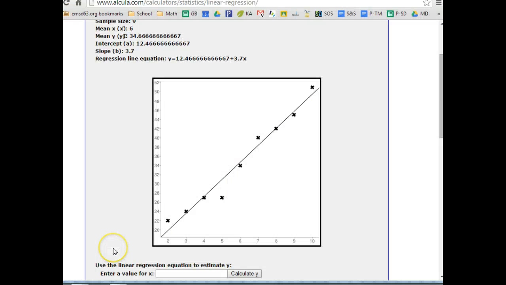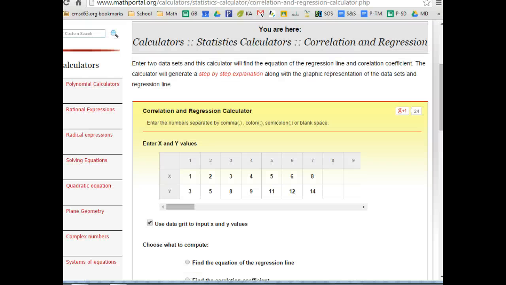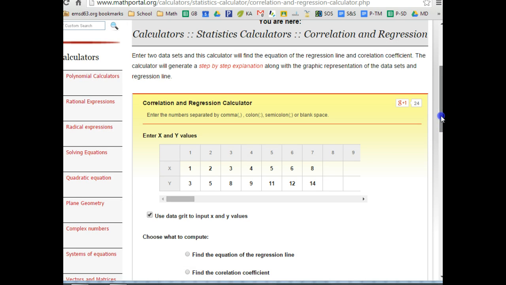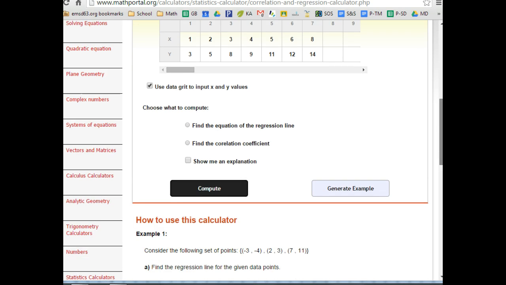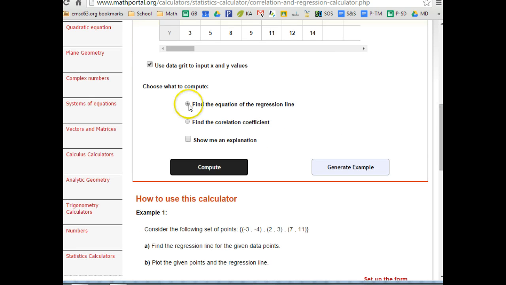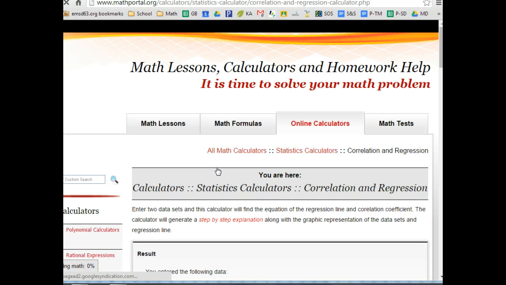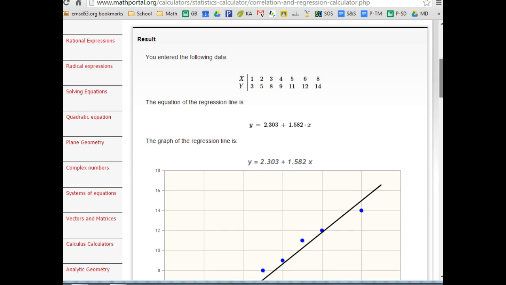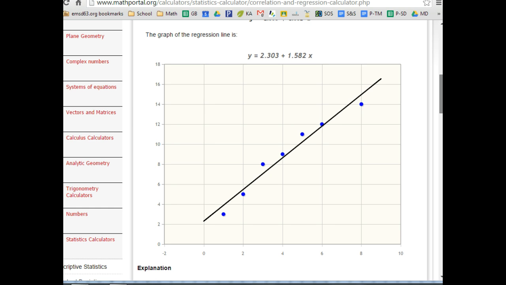Let's go ahead, and I have another one that I did here. I created this table using the data, and we're going to find the equation of the regression line. We'll compute, and we'll see what happens. Here's our value, and here is our line: they have 1.58x plus 2.3. They'll do this oftentimes, put the slope afterwards and the y-intercept first.